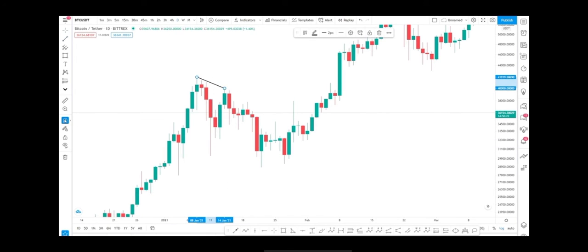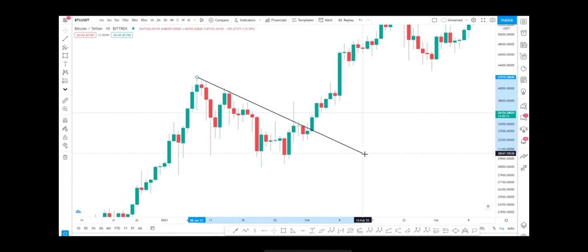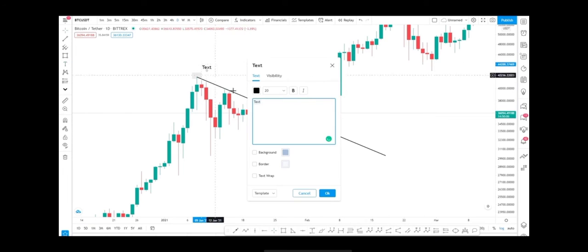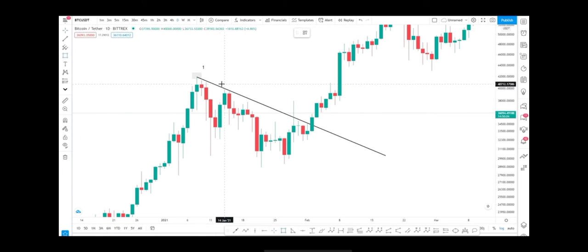So after attaching it, you can switch off the magnet tool and draw the same line further. Here you will find that our first swing high is the first touch and the second swing high is the second touch. If we get two touches, we can validate and consider the line as a trend line, and we can have any number of touches in the future.